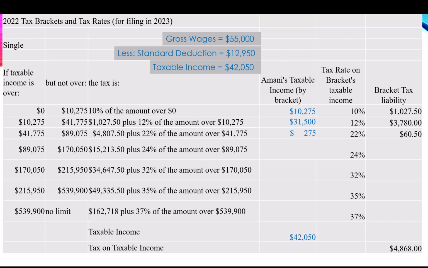If we use the same process, we could identify that the highest statutory tax rate for this taxpayer is 22%. That's the maximum rate that the taxpayer paid tax on their taxable income. But the vast majority of their taxable income was actually taxed at 10 and 12%.